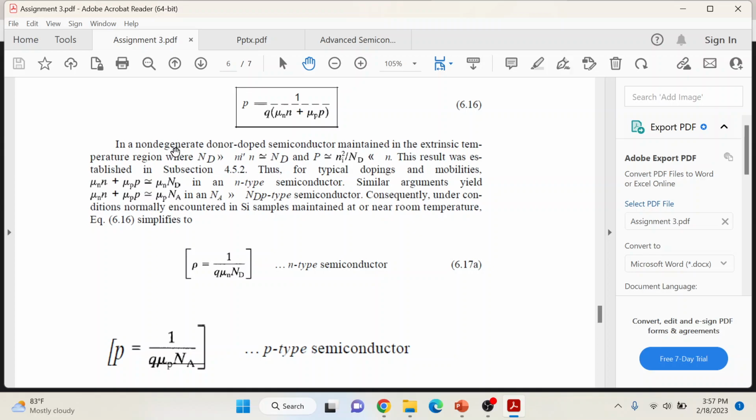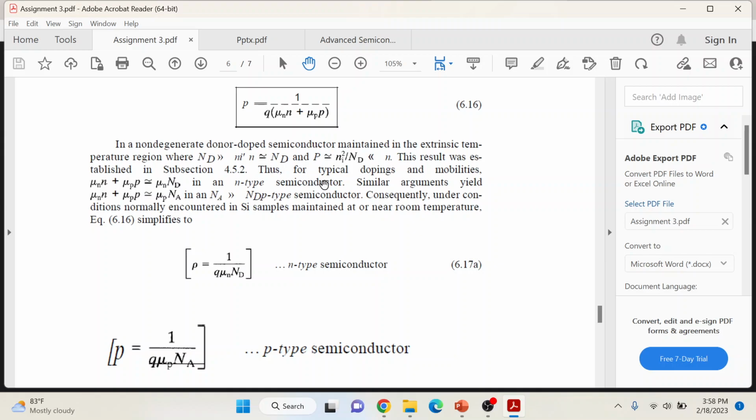So what we see in a non-degenerate donor doped semiconductor in the extrinsic temperature range is that Nd is much greater than Ni, and p is nearly equal to Ni squared over Nd, which is much lesser than n. This result was established in the subsection.